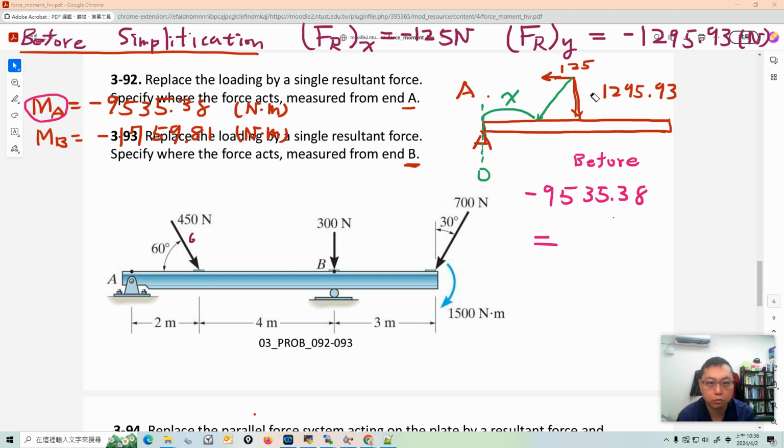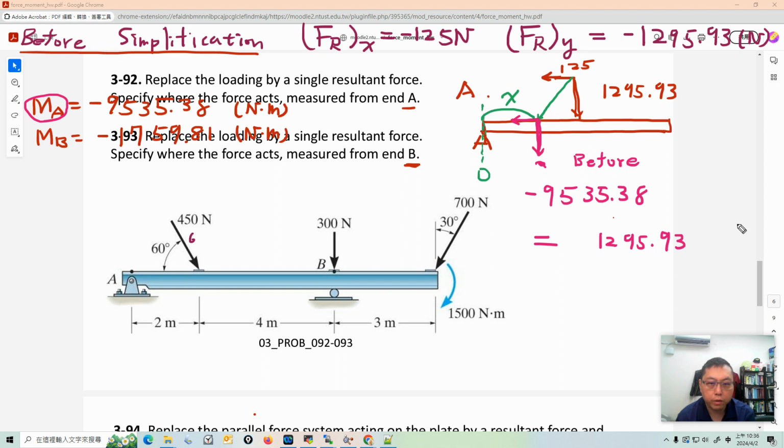Sorry, I shouldn't put it here. We only have to consider the vertical force because only this force creates a moment with respect to A. So it's 1295.93, and it's a lever arm because it's acting at this point. Actually, the real force is acting here.